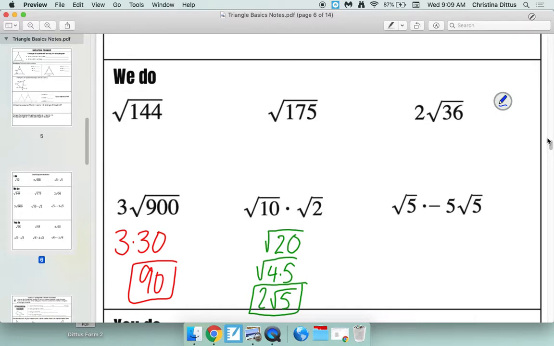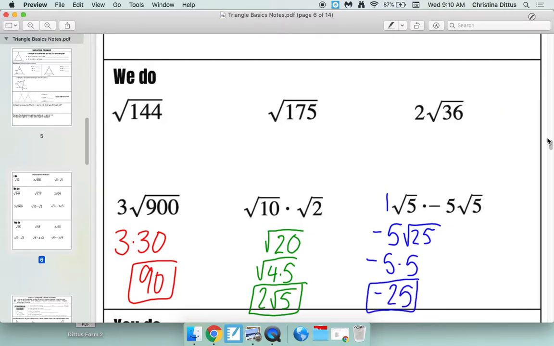Here you'll notice that there's like a 1 hanging out in front. So you gotta take the outside stuff and multiply it. So 1 times -5 gives me -5. And then take your radical stuff and multiply it. 5 times 5 is... And what is square root of 25? 5. So this is like -5 times 5. So total final answer.